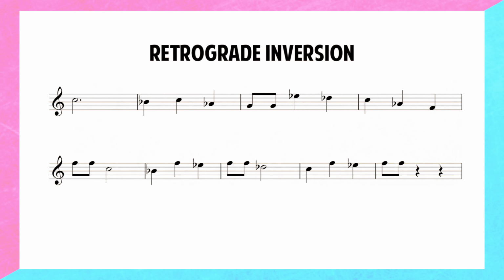And my last melodic trick combines the retrograde and the inversion for, you guessed it, the retrograde inversion. For this, we take the backwards melody and then flip all the intervals over, which gives us this sound. So now we have 4 melodies: the original, the inversion, the retrograde, and the retrograde inversion. And what I'm going to do now is combine these 4 things to make a wonderful mashup.